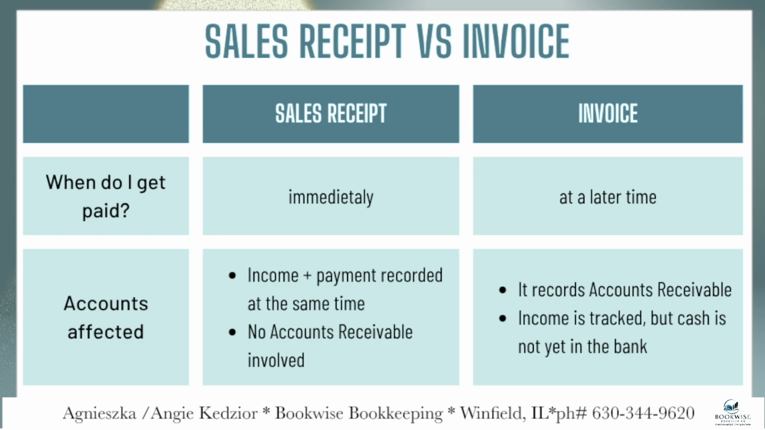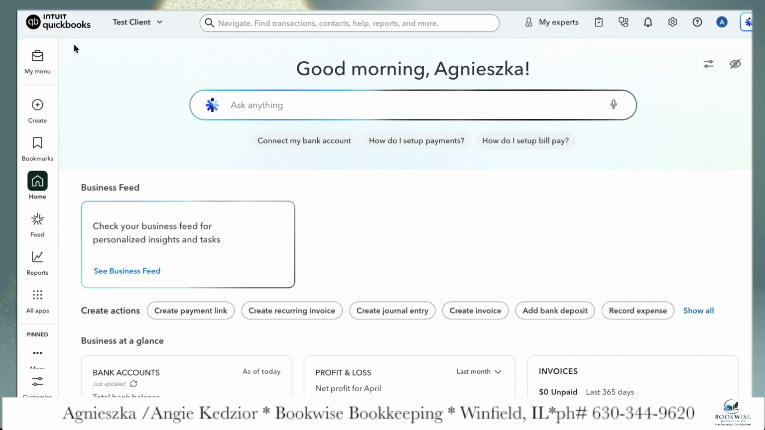And once you understand that difference, your reports, especially the cash flow report, are going to start to make a lot more sense. So now let's look at how to create an invoice. So let's look at creating a sales receipt first. There are several ways of getting to that screen.